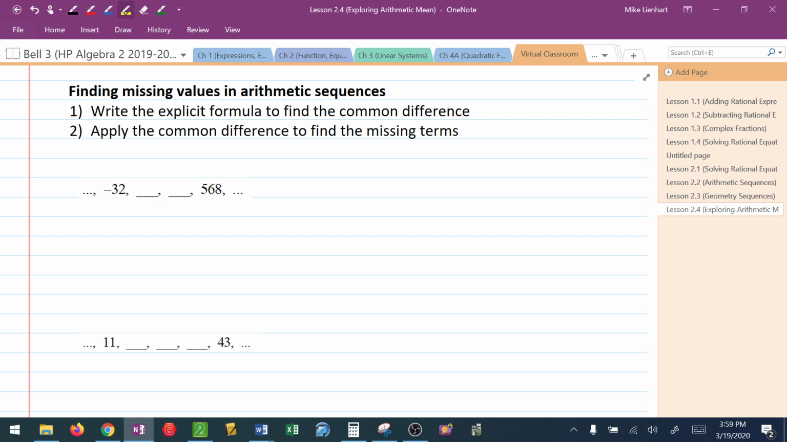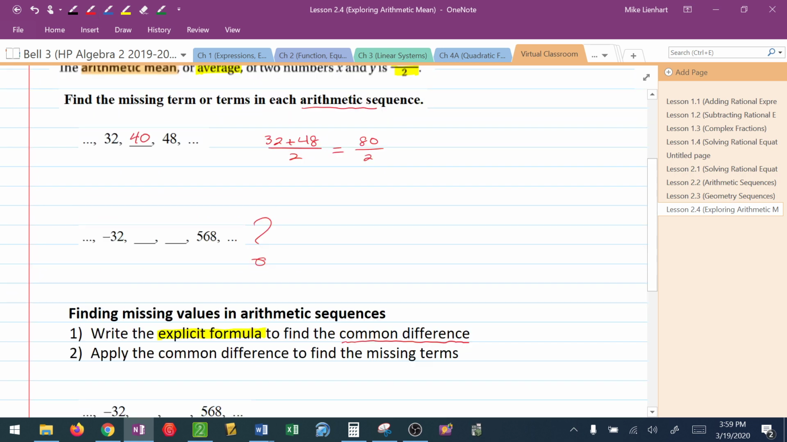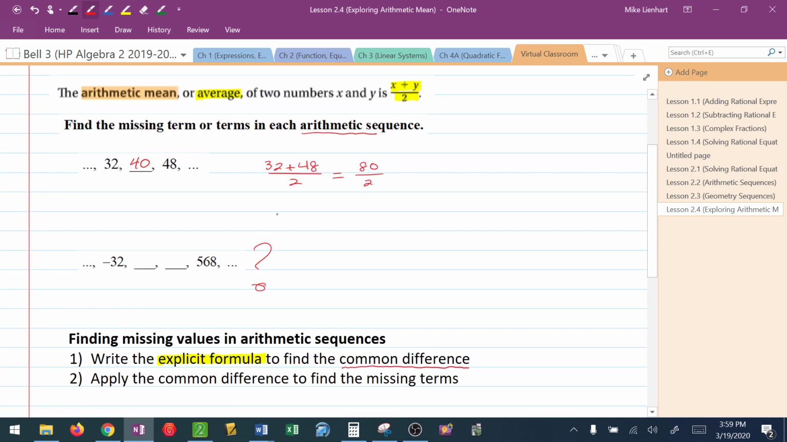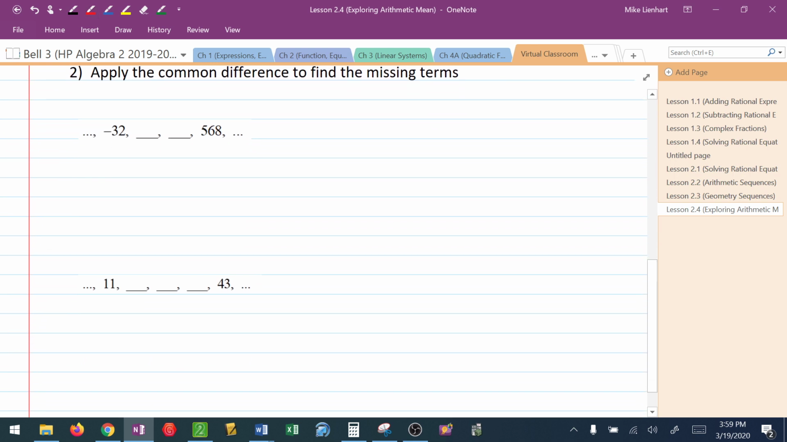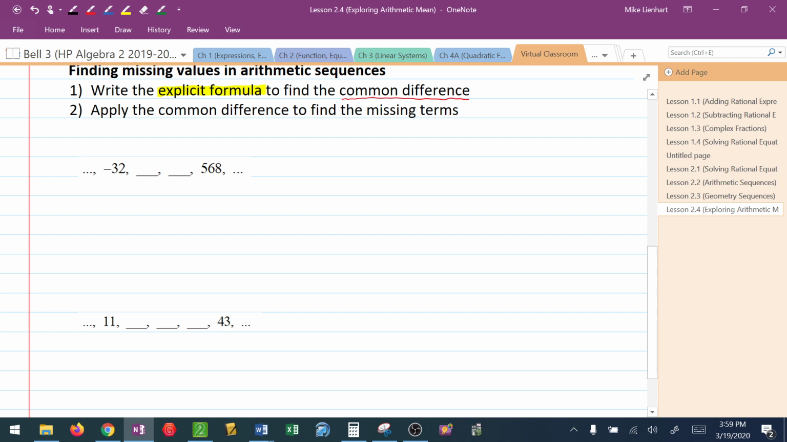All right, what are we going to do? The first thing that we're going to do is take our scenario and write the explicit formula. The reason why we're doing that is we want to be able to find the common difference. Then we're going to apply the common difference to find the missing terms. For example, if I found the common difference here, I know in this first example that the common difference is 8. That allows me to go 32 plus 8 gives me 40. 40 plus 8 gives me 48. It works.